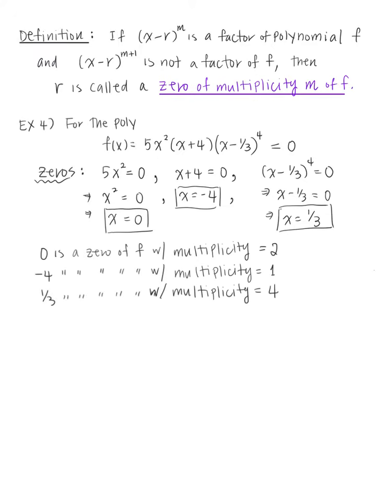So here it is. Again, 0 is a 0 of f with the multiplicity of 2 because it repeats twice. And -4 is a 0 of f with multiplicity 1 because there's a hidden exponent 1 sitting here. And then 1/3 is a 0 of f with the multiplicity of 4. So that's pretty much what this definition is telling you. Anyways, let me just box that for the answer. And let's move on.